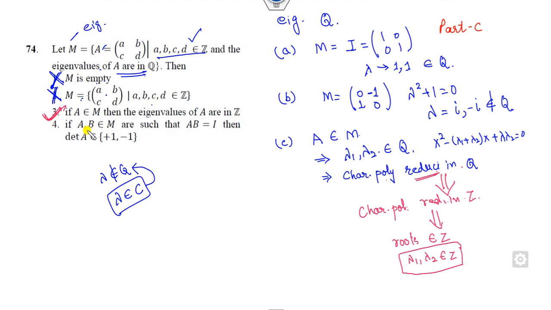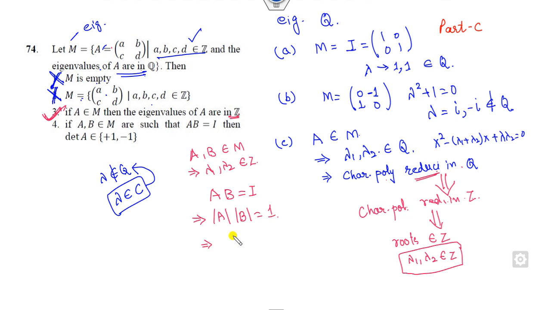Look at the last option. If A and B belong to M, what is the meaning of that? It means their eigenvalues are part of Q and also part of Z. So it is reducible in Z such that AB is equal to I. That's very simple. If you take the determinant, this is my 1.